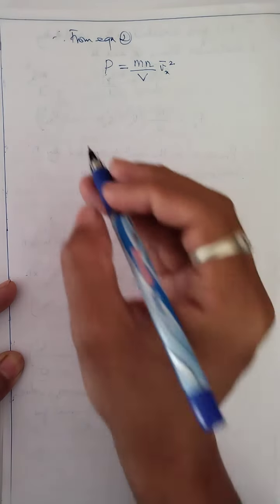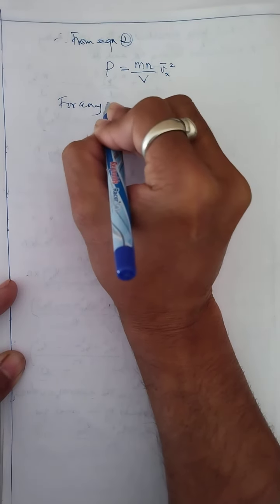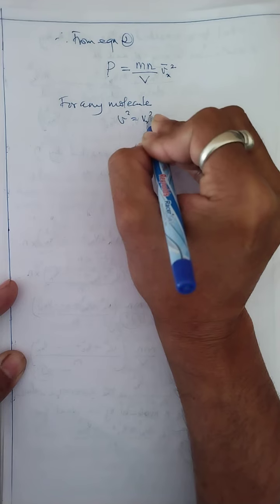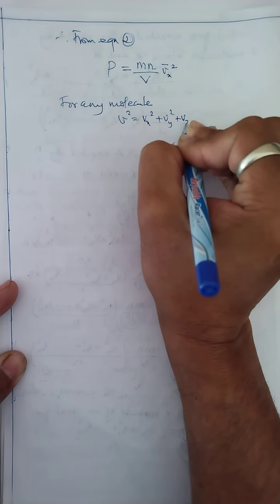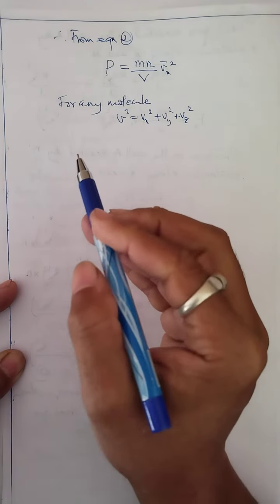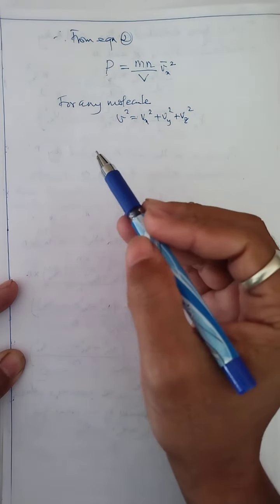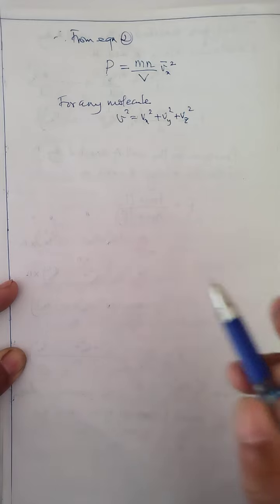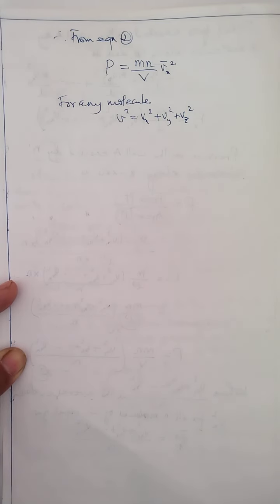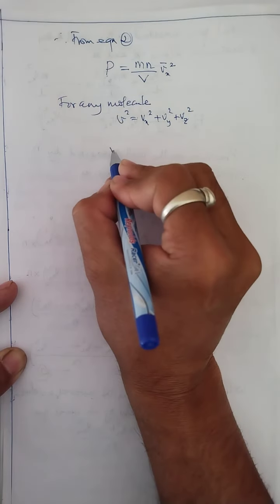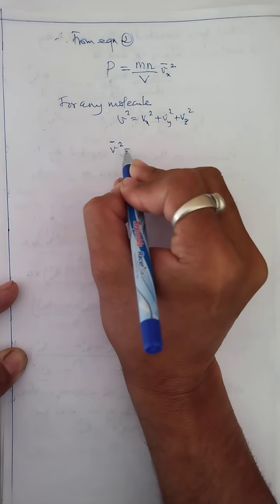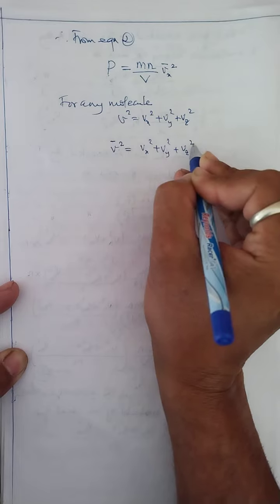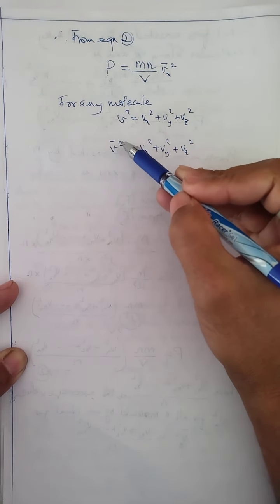But children, you know that for any molecule, v square is given by vx square plus vy square plus vz square. Now this equation is applicable for any molecule which is moving in a vessel. Because this equation is true for every molecule, it is also true for the mean value over all the molecules. So I write this as the mean square velocity of the molecules equals vx square plus vy square plus vz square.